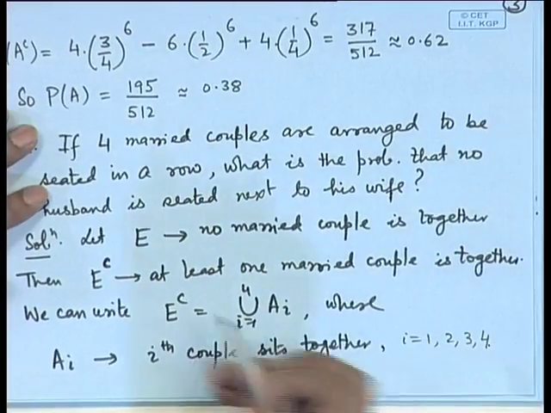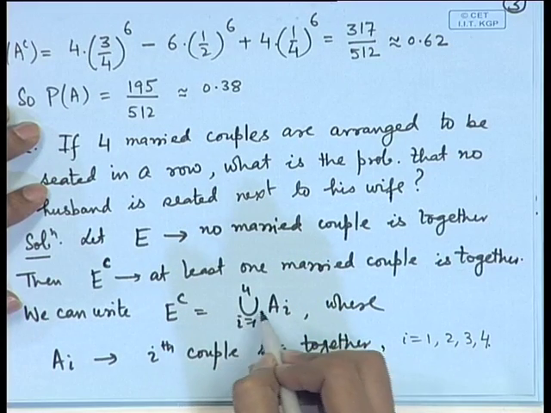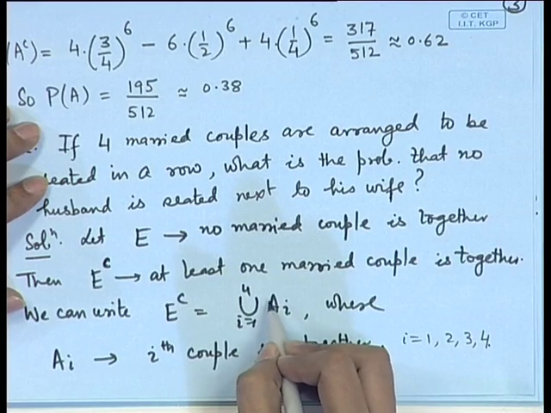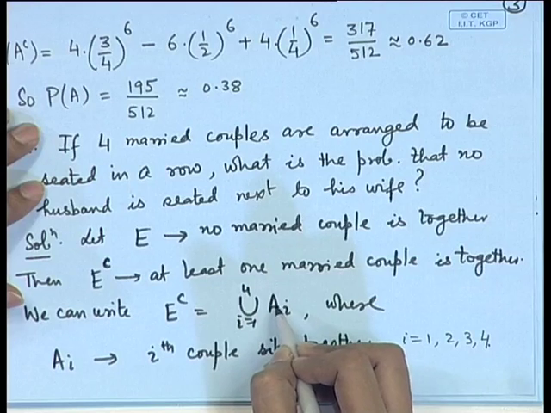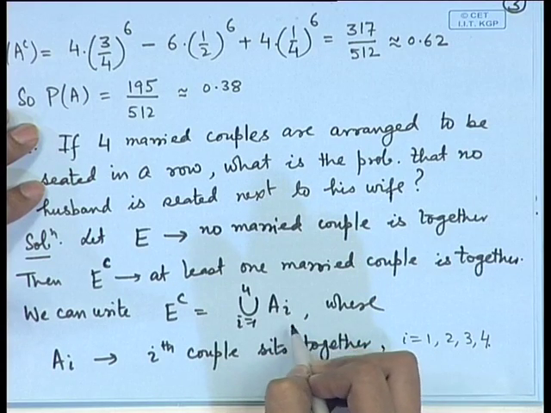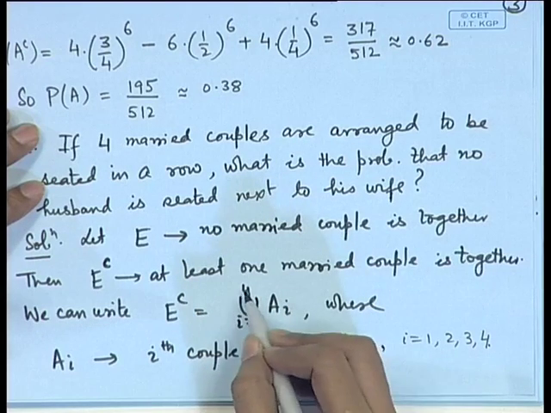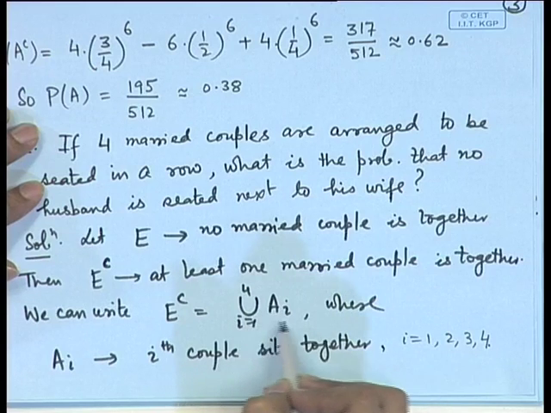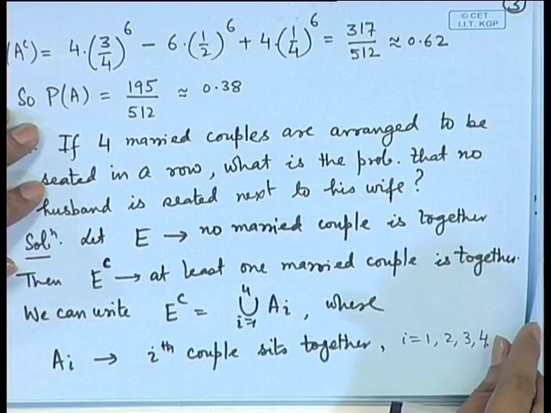Notice here that this is a clever way of representing the union, because the other way of representing the union could have been the union of B_i, i equal to 1 to 4, where B_1 would have meant that one married couple sits together, B_2 would have meant that two married couples sit together, etc. However, evaluation of the probabilities of those events would be equally complicated, whereas here you will see that this representation leads to an easy calculation of the probabilities involved.